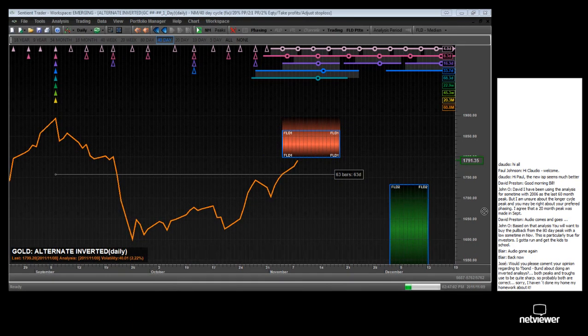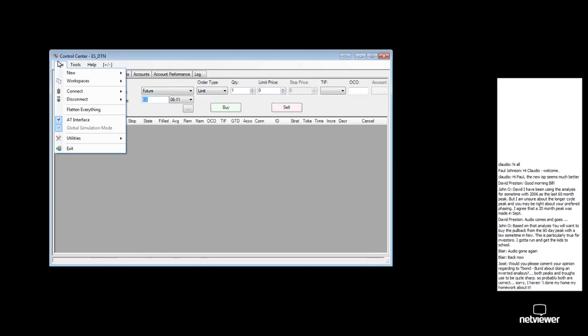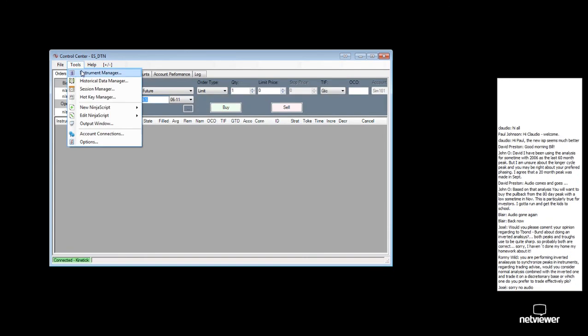Jose, would you please comment your opinion regarding T-bond about doing an inverted analysis? Both peaks and troughs used to be quite sharp, so probably both are correct. I haven't done my homework about it. Okay, Jose. Yes, I'd be happy to. I'd need to get some data and have a look at that. So let's just do that. It's very easy getting data through Kinetic. So I'll do that. Let's see if we can find it.